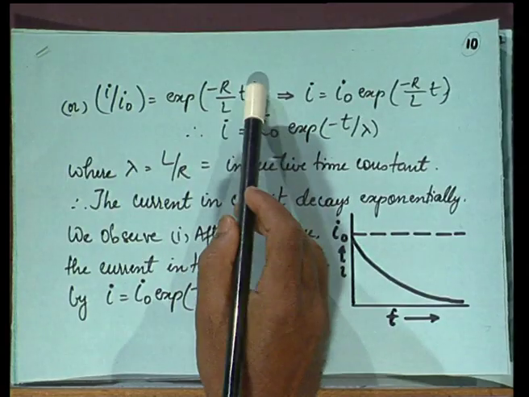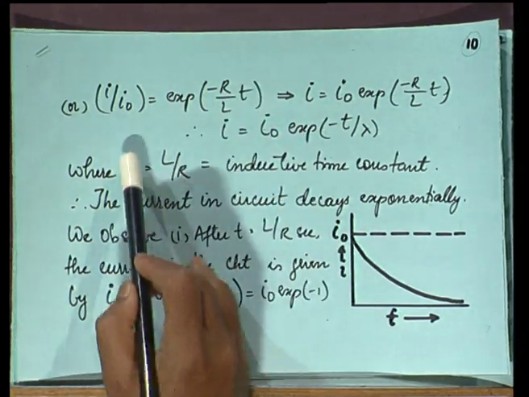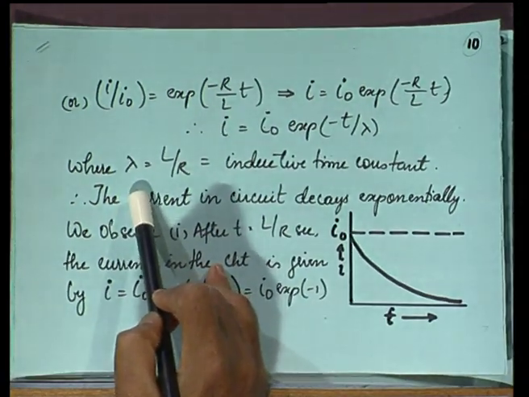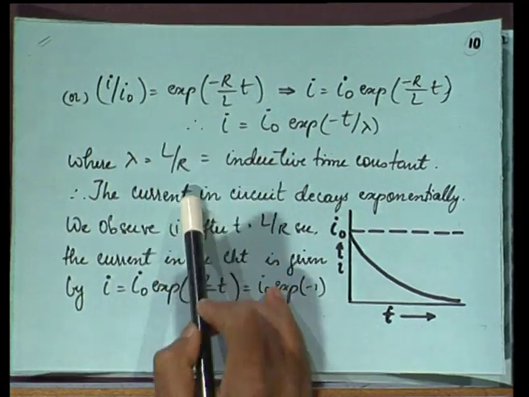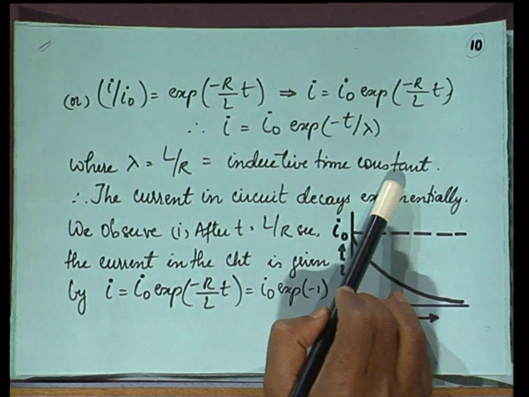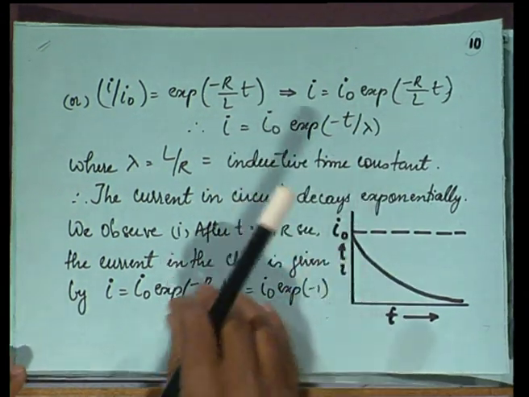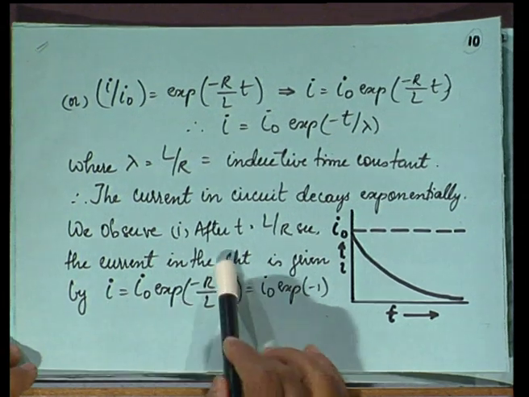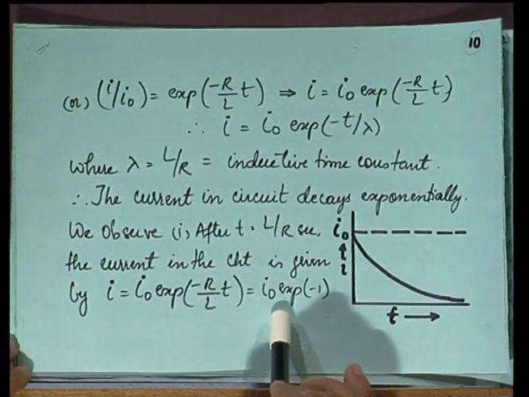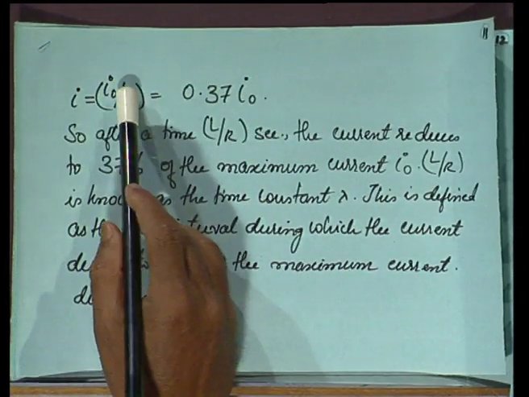For that, in the equation, when t is equal to L by R, if I write it, lambda is the time constant. If you assume lambda is equal to L by R, then this is the inductive time constant. If you substitute this value, we get I is equal to I naught e to the power of minus 1, and hence I is equal to I naught by e.